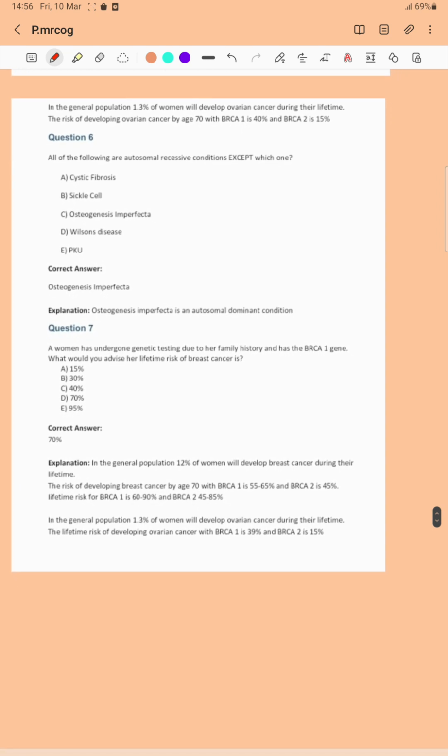All of the following are autosomal recessive except. So let's see one by one. Yes, cystic fibrosis is autosomal recessive. Sickle cell is again autosomal recessive. Osteogenesis imperfecta, no, it is autosomal dominant. Wilson disease is autosomal recessive, and PKU is again autosomal recessive.